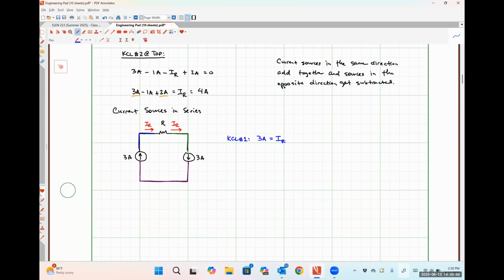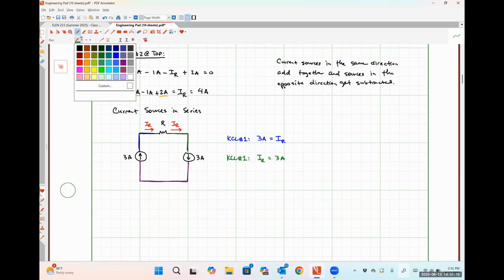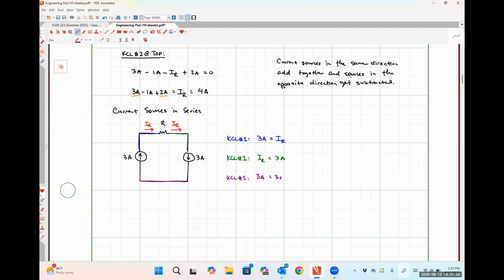So nothing wild or crazy there. Doing the same formulation of KCL at the green node, we have IR flowing in is equal to 3 amps flowing out. Again, nothing wild or crazy there. And then lastly, at the purple node, using KCL number 1, we have 3 amps flowing in and 3 amps flowing out. So everything checks out. 3 amps is indeed equal to 3 amps, and IR is 3 amps regardless of what node we apply KCL at. So everything works perfectly fine.